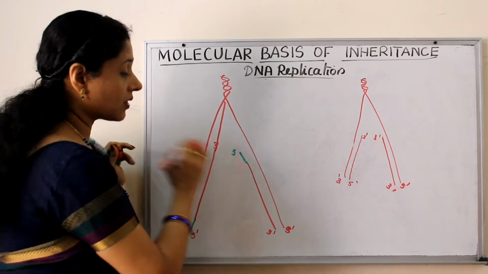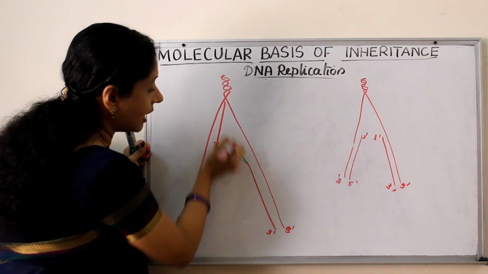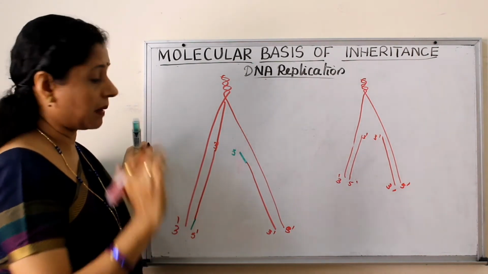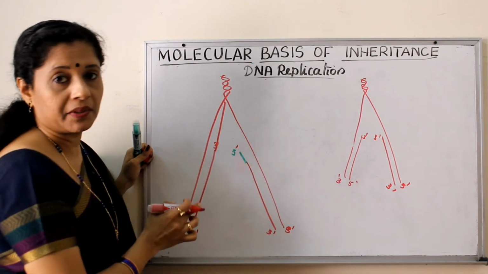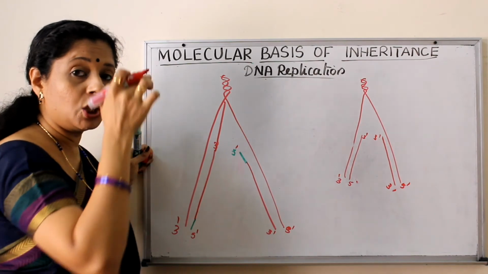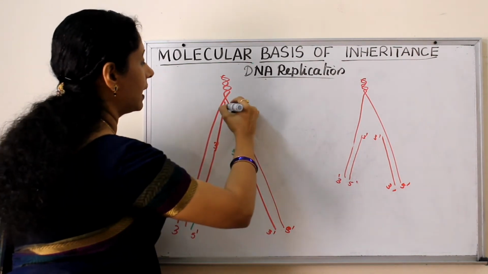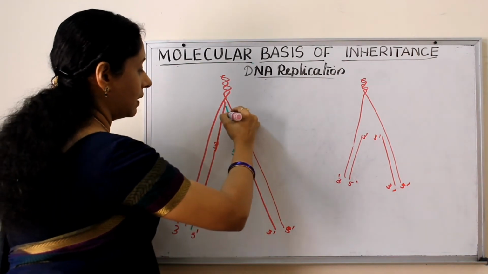But in this strand there comes a problem now. Why? Because it cannot go back. The new strand is from 5 prime to 3 prime direction only. So it started from 5 prime, it went to 3 prime. Now backwards it cannot go. So again a new synthesis should start. So another RNA primer will come to that 5 prime end. Okay. From there a new one will form.